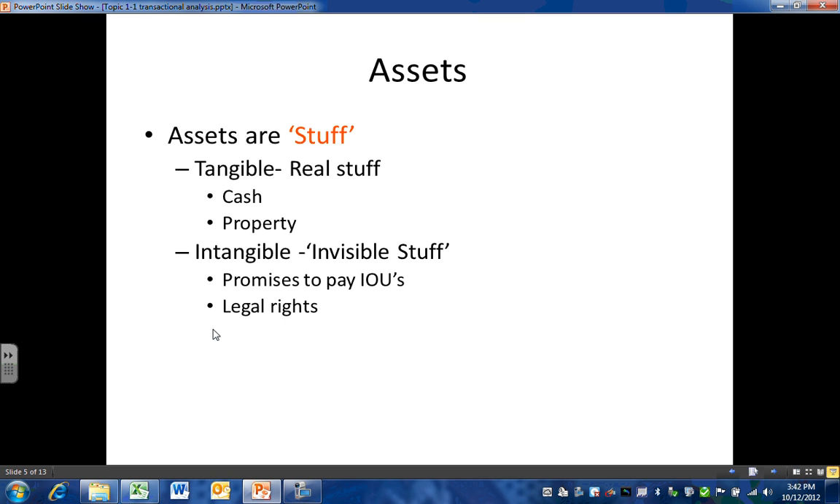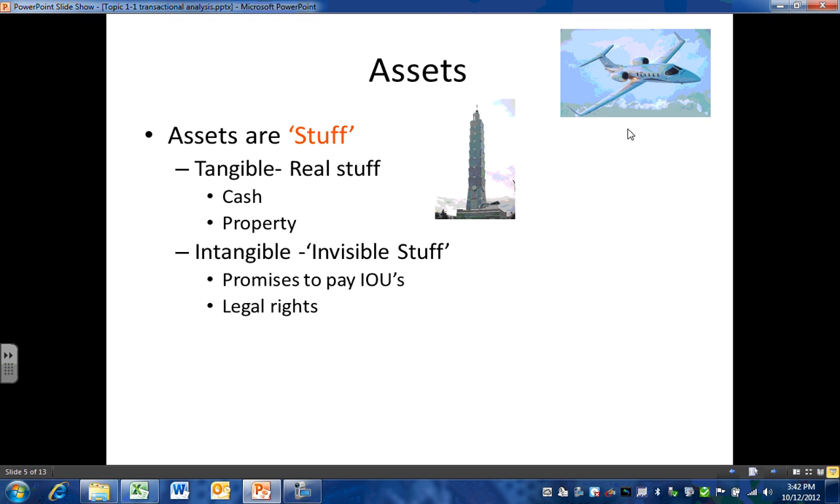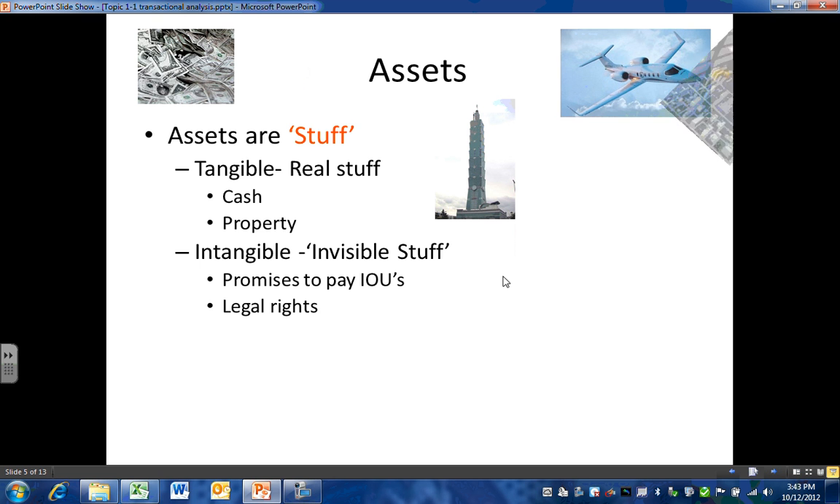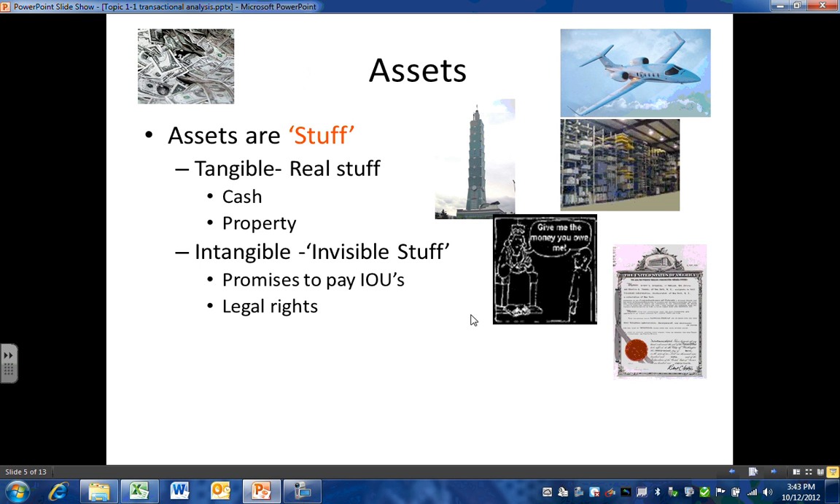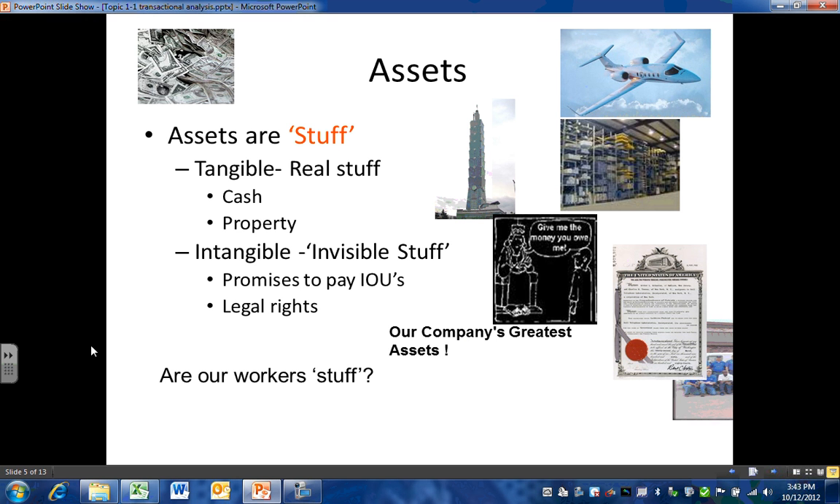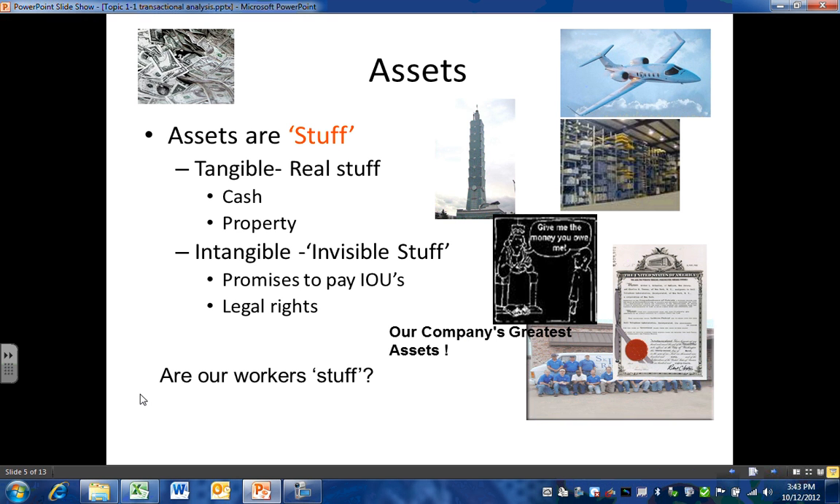And as we will see later in Intermediate 2 and then really focus on in Advanced Accounting, something called goodwill that occurs when one business buys another business. So we could have our tangible property and we could have our intangible property. But is everything, every resource we have, an asset? Well, no.